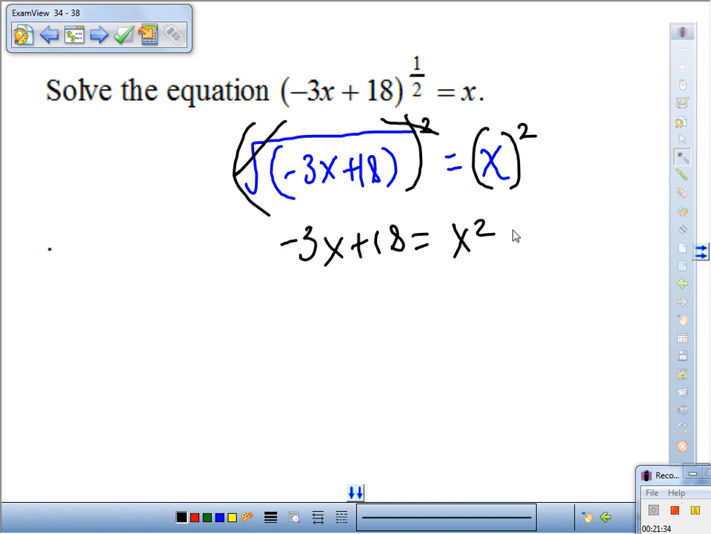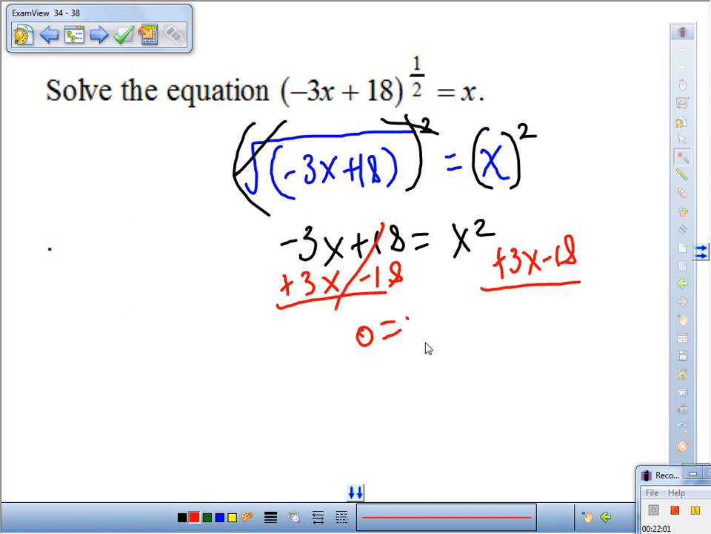And now I need to solve the quadratic equation. How do I solve the quadratic equation? By setting it equal to 0. Now, instead of bringing this one over here and having a negative leading coefficient, I'm going to bring these over here. So what do I do? Plus 3x and minus 18. So now we have 0 equals x squared plus 3x minus 18.